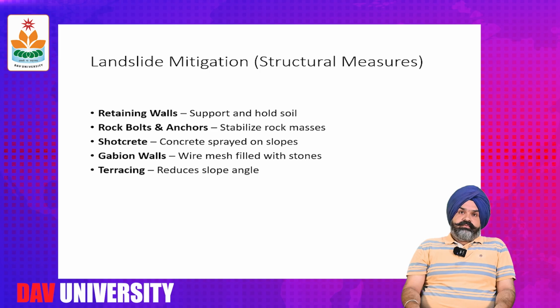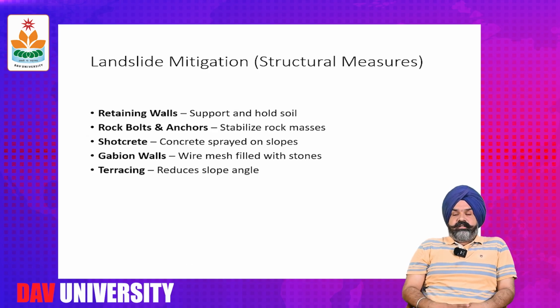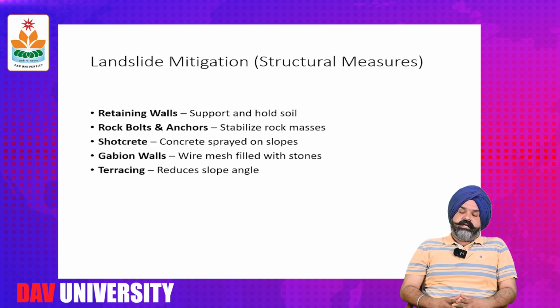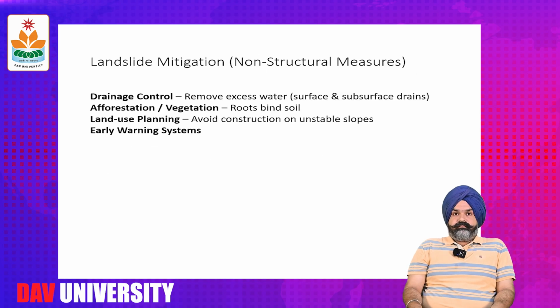Now coming to landslide mitigation structural measures. The previous slide showed general landslide mitigation techniques, but in this slide we will particularly talk about the structural measures. The structural measures incorporated in landslide mitigation are retaining walls, rock bolts and anchors, shotcrete, gabion walls, and terracing. The most commonly used structural measures are shotcrete and rock bolting. In hilly areas, these two techniques are mostly in use nowadays.